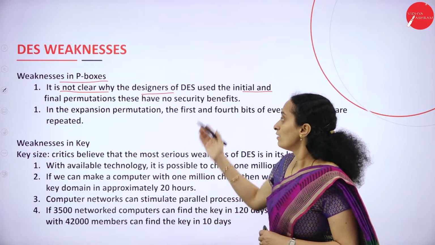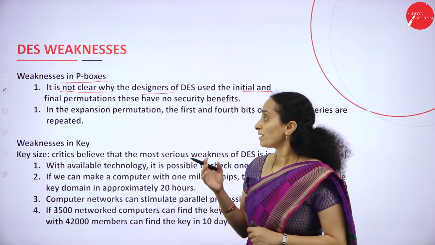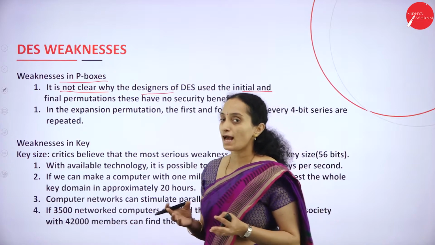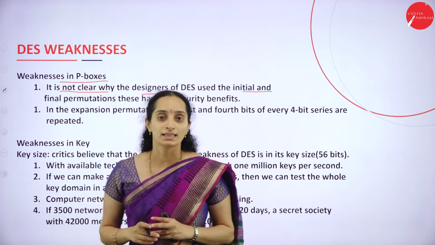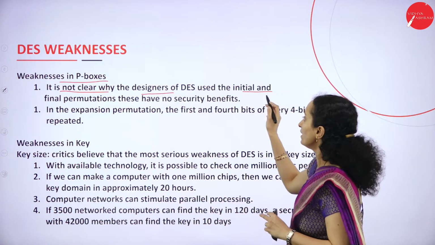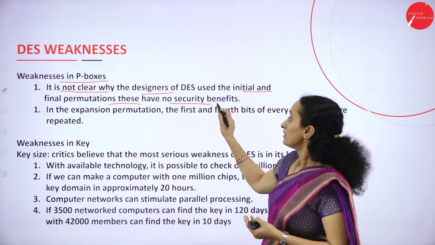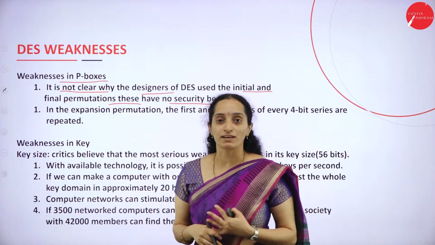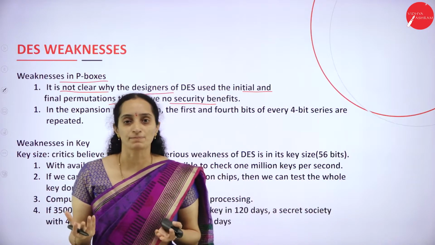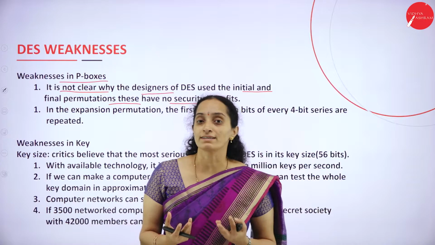The first and foremost weakness of the P box is that it doesn't have a clear application in the DES cipher. It uses the initial and final permutation, because they don't have any security benefits. They don't have any specific benefits that they carry with them.